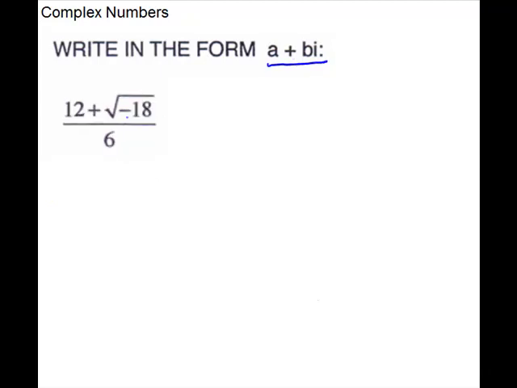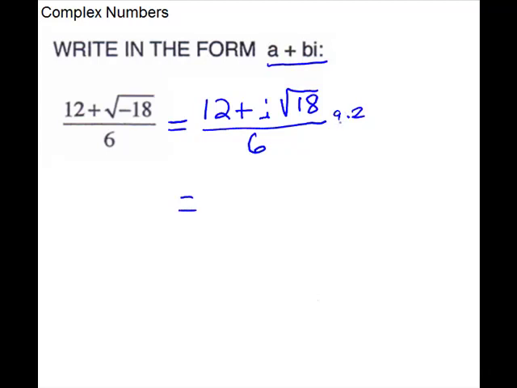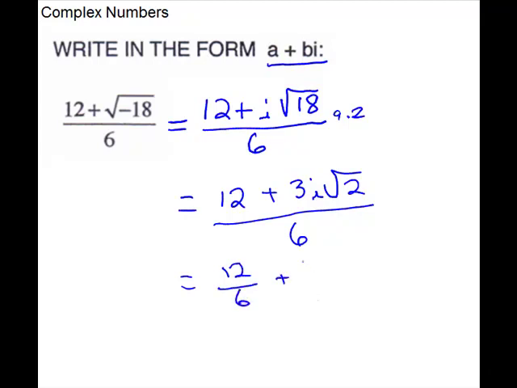For this next problem, first I would work on simplifying that square root of negative 18. So if we keep 12 plus, you can take your i out, i times the square root of 18, we're still over 6. 18 has 9 times 2, and 9 is a perfect square, which would give us 3 on the outside. So we have 12 plus 3i times the square root of 2, all over 6. Now, to get to standard form, we will break this apart, putting each piece over that denominator. So we have 12 over 6 plus 3i square root of 2 over 6.